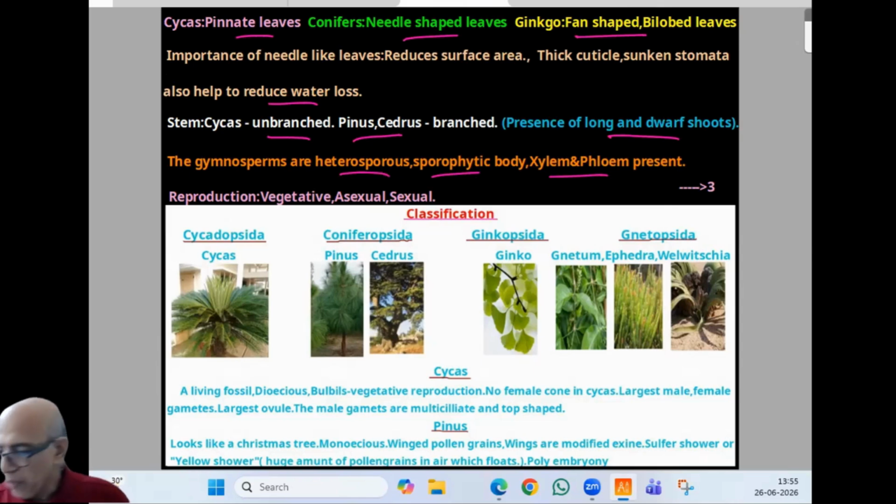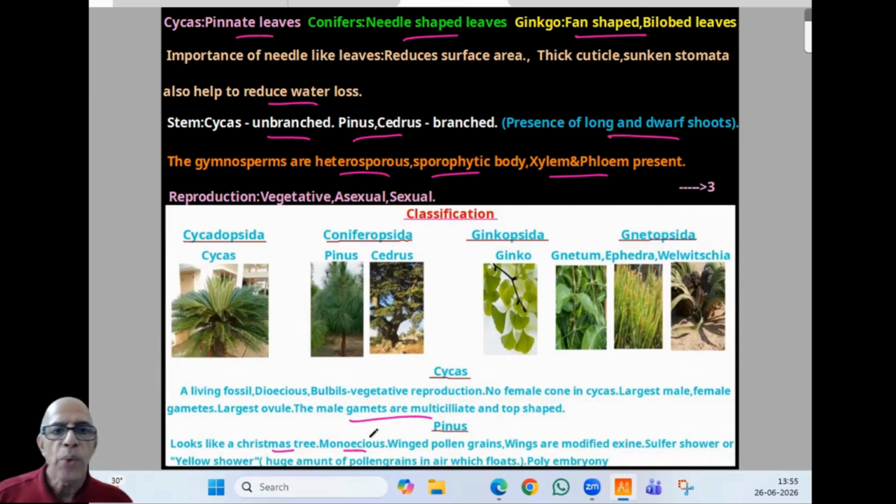Now, cycas. A brief description is given. It is a living fossil, dioecious, and we can find bulbils for vegetative reproduction. There is no female cone in cycas. It has the largest male and female gametes, the largest ovule, and the male gametes are multiciliate and top-shaped. Cycas is often called a living fossil due to some primitive characters, even though the plant is advanced. Gymnosperm pinus looks like a Christmas tree and is monoecious. Cycas is dioecious.